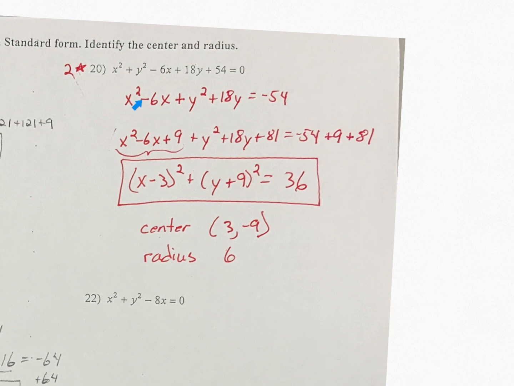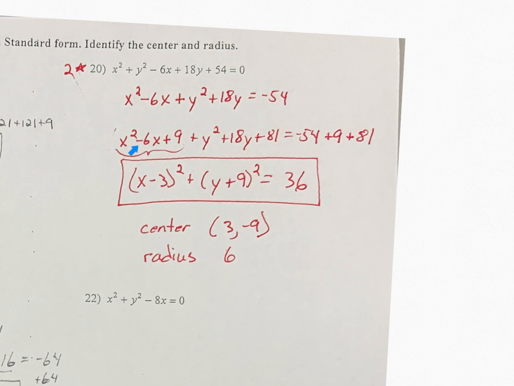Then we're going to complete the square with the x squared minus 6x. So half of 6 is 3, and 3 squared is 9. So I'm adding that 9. And then plus y squared plus 18y. Half of 18 is 9, and 9 squared is 81. So I'm adding 9 and 81 to the left side, so I have to add 9 and 81 to the right side. I end up with this equation.